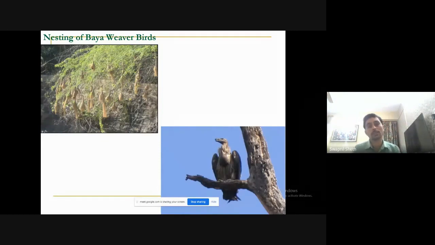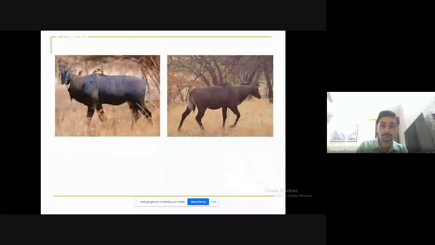So this is again a different thing, the habitat of birds. Not all birds create nests like this, but the Baya bird has nests in inaccessible areas. This is their mechanism to protect themselves from the rest of the people or the rest of the world. So this is the nilgai.